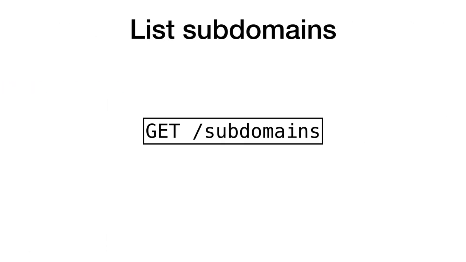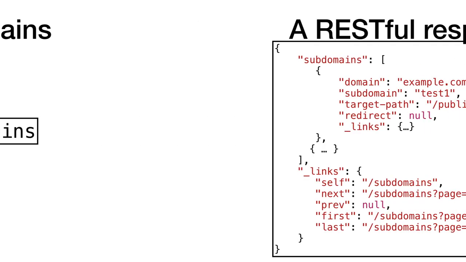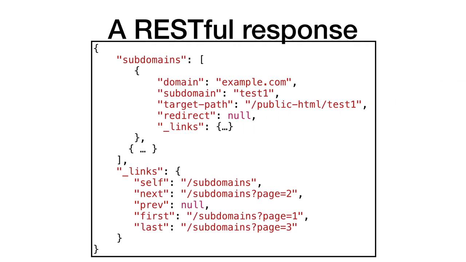What about listing subdomains? This doesn't change. The request doesn't change. But our response may change. Here is a RESTful get subdomains response. Each subdomain in the list has a links property that describes the actions for the subdomain that we just saw a couple of slides ago. We also return a links section that includes pagination for the subdomains resource itself, so that the client can programmatically know how to get around.